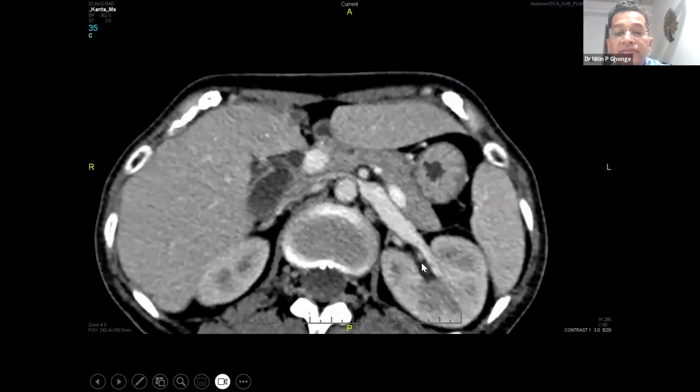What is this? You can see the kidneys are normal, but the left renal vein is dilated in the lateral part and shows significant luminal constriction in the aortomesenteric part. This is SMA, this is aorta, this is the aortomesenteric segment. There is significant constriction.